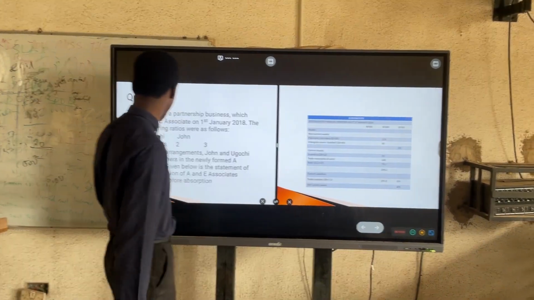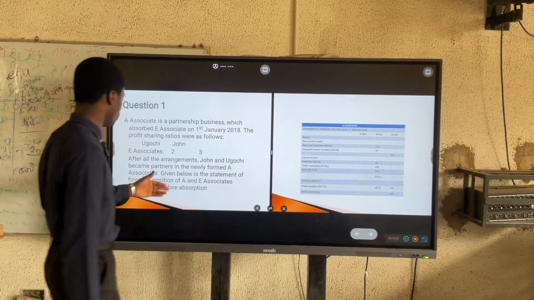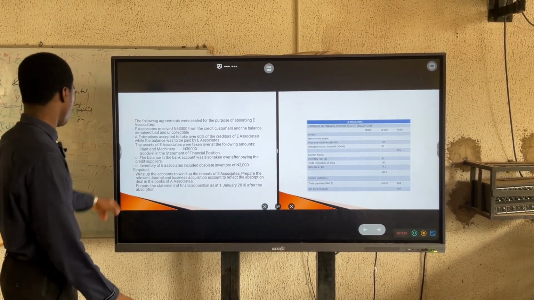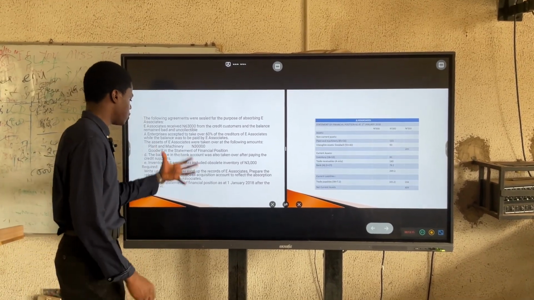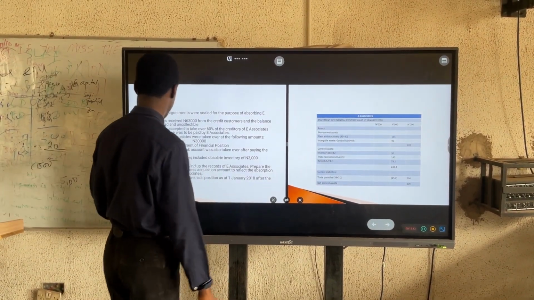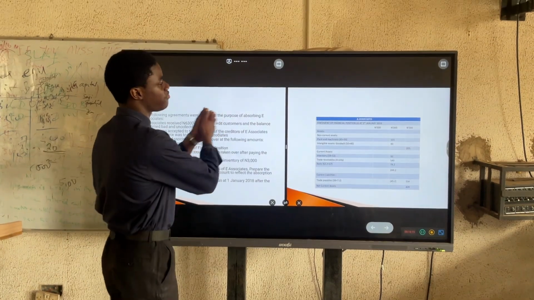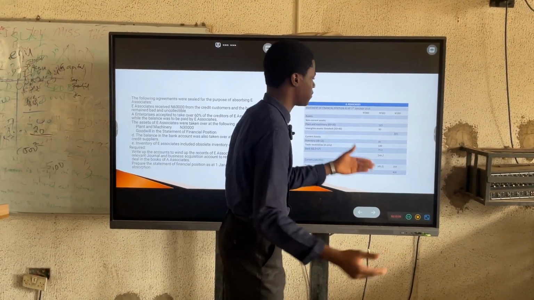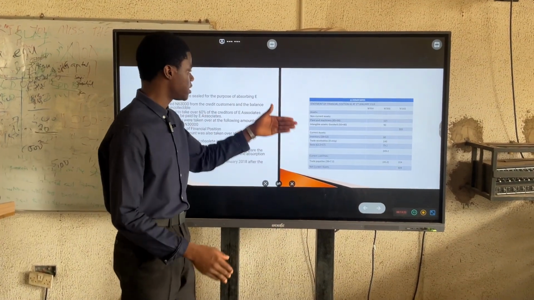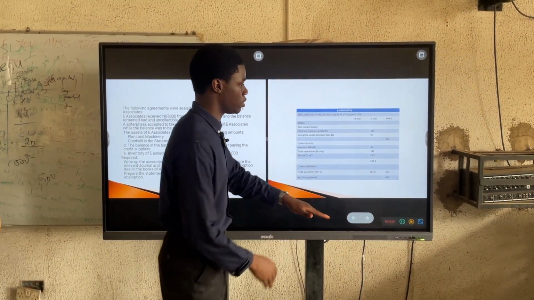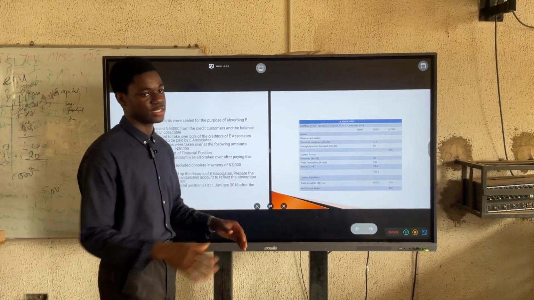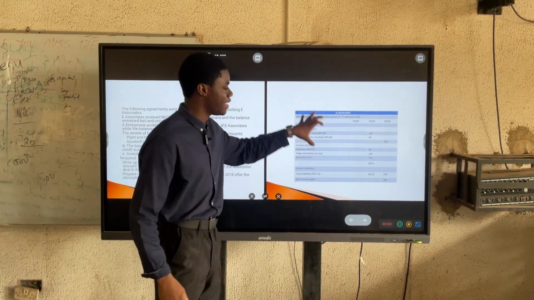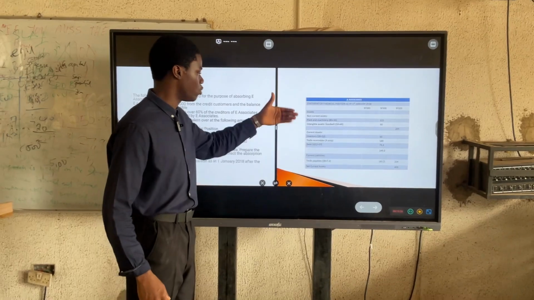Remember that in the question we were asked to prepare the statement of financial position as at 1st of January after the absorption. So remember we have a previous financial statement before the absorption, and then we have another one after the absorption has taken place. Now in this case, E associate is going to be eliminated. It's no more existing. So we're creating a new statement of financial position only showing A associate, because E associate is no longer existing.